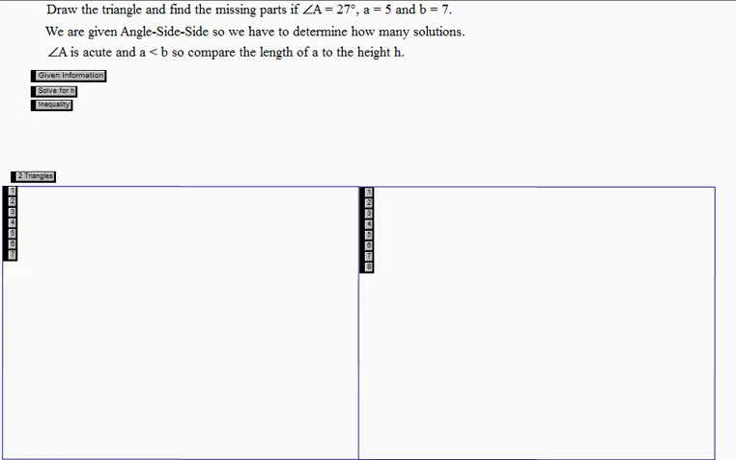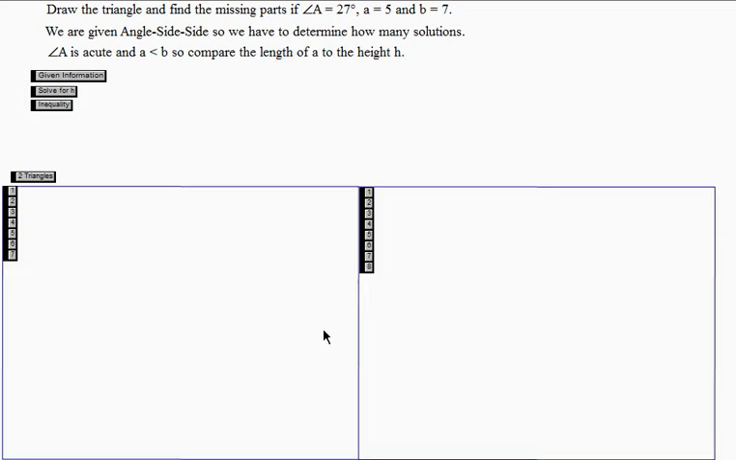In this example, I want to solve a triangle where we are given two sides and a non-included angle, also known as angle side side or side side angle, SSA. Since this is the ambiguous case, we need to figure out how many solutions we have. And so we're going to start with our given information.